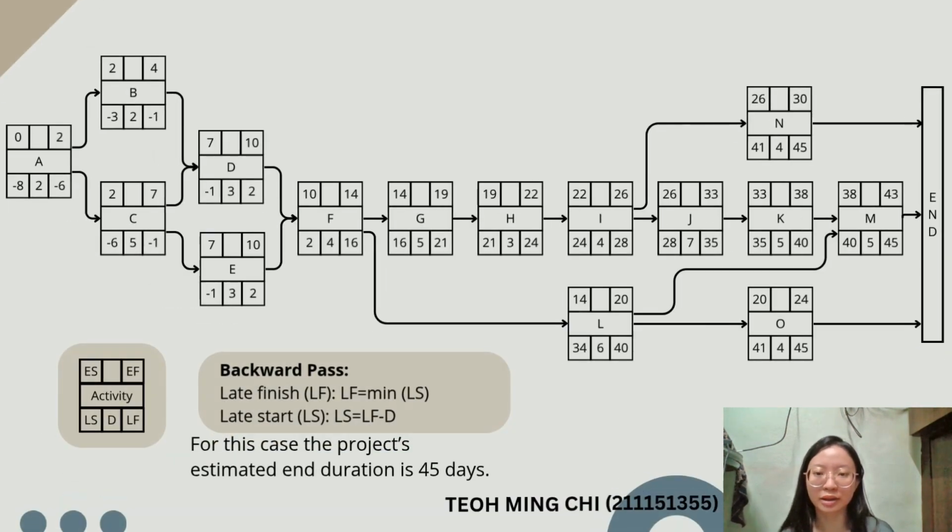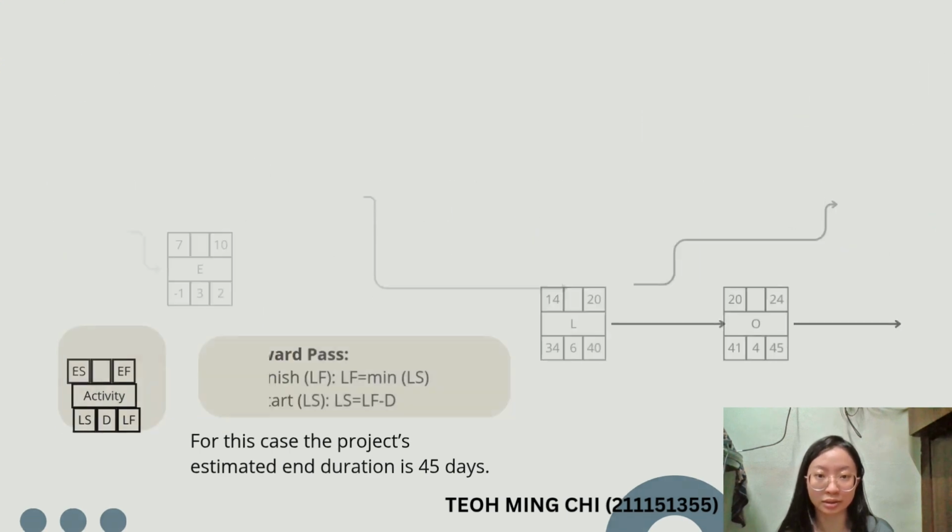For the backward pass, late finish equals the minimum LS, and late start equals LF minus duration. I'm going to take activity I as an example. I's LF equals 28, because J has the smallest LS compared with N. Meanwhile, I's LS equals 28 minus the duration of 4, hence it becomes 24.